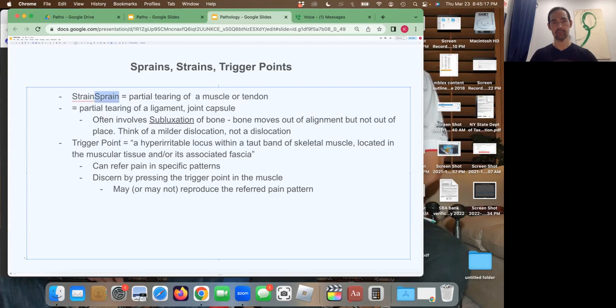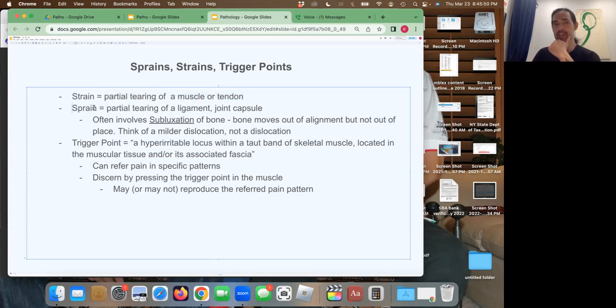Sprain. A strain is the tearing of a muscle or a tendon, okay? The reason I put partial here is because a strain is not a complete tear. It's not where you tear a muscle or completely tear a tendon. That's a complete tear. Strain is partial tearing, can be a lot. A lot of fibers can be torn in a strain. However, it's a muscle or a tendon.